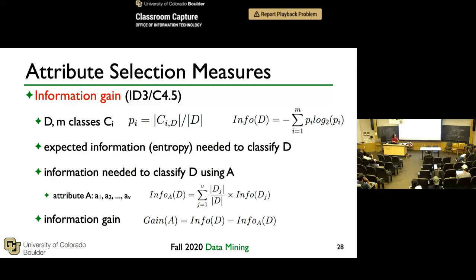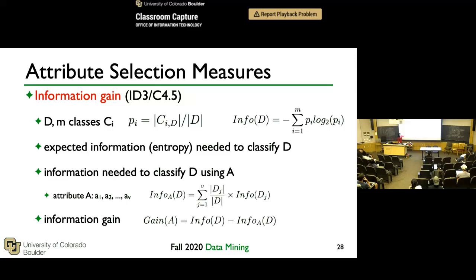Now I have my update. This is my original one, and once I use A to split, I look at the individual subsets and combine them together. Now I have my new information. As I said, my goal is to reduce the information or the variability, because ultimately, when I get to a subset where everybody has the same class label, I'm done. So I want to try to reduce.